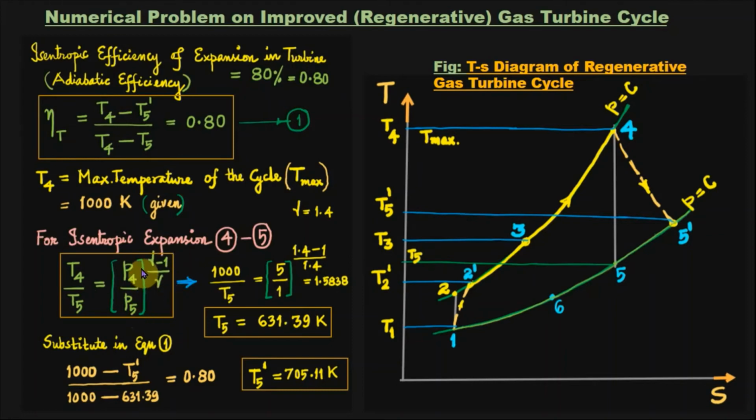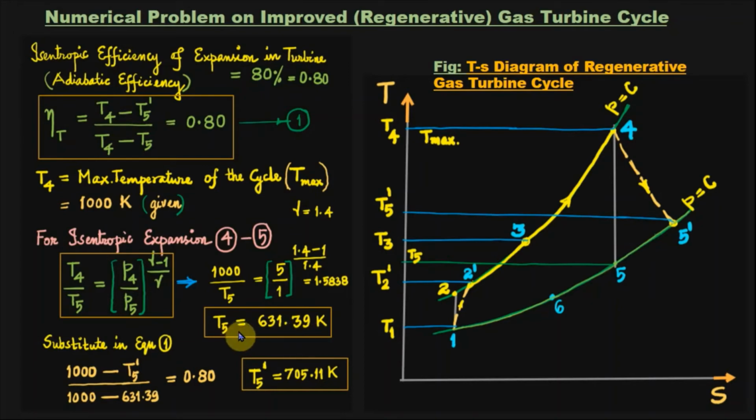The pressure ratio is readily available. Even otherwise we know the value of P4 and P5 separately. P4 is 5 bar and P5 is 1 bar. So 5 by 1 raised to gamma minus 1 by gamma, 1.4 minus 1 by 1.4. If you evaluate the right hand side, it is 1.5838. In the left hand side, we have T4 by T5. T4 is 1000 divided by T5. From this you can find out T5. T5 is equal to 1000 divided by 1.5838, so that is 631.39 Kelvin.